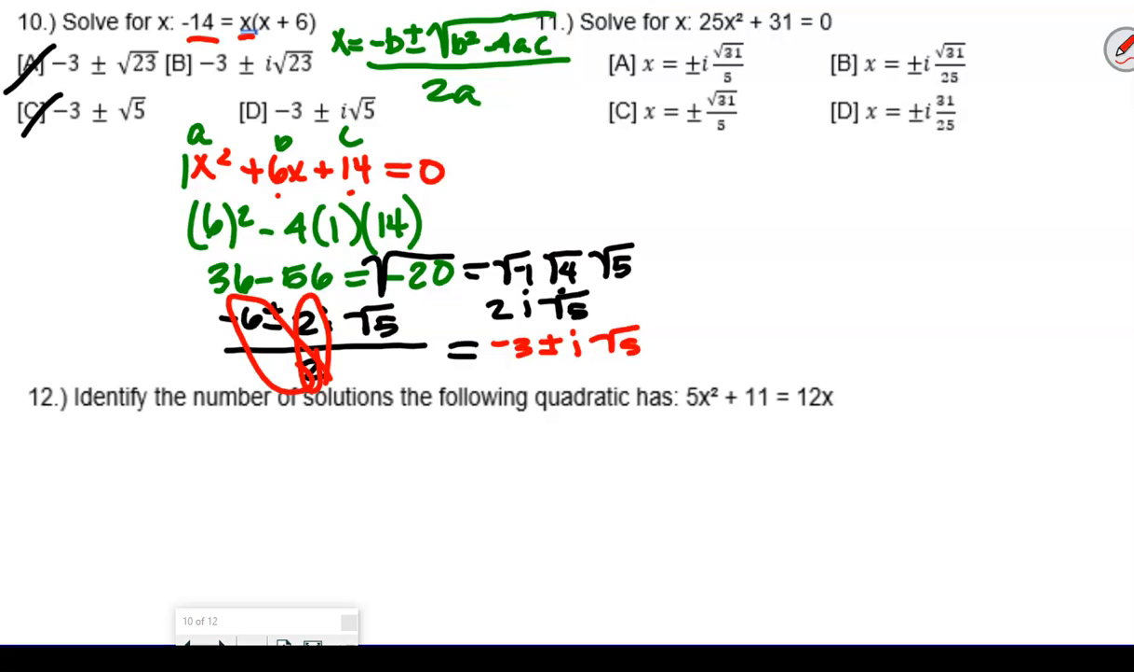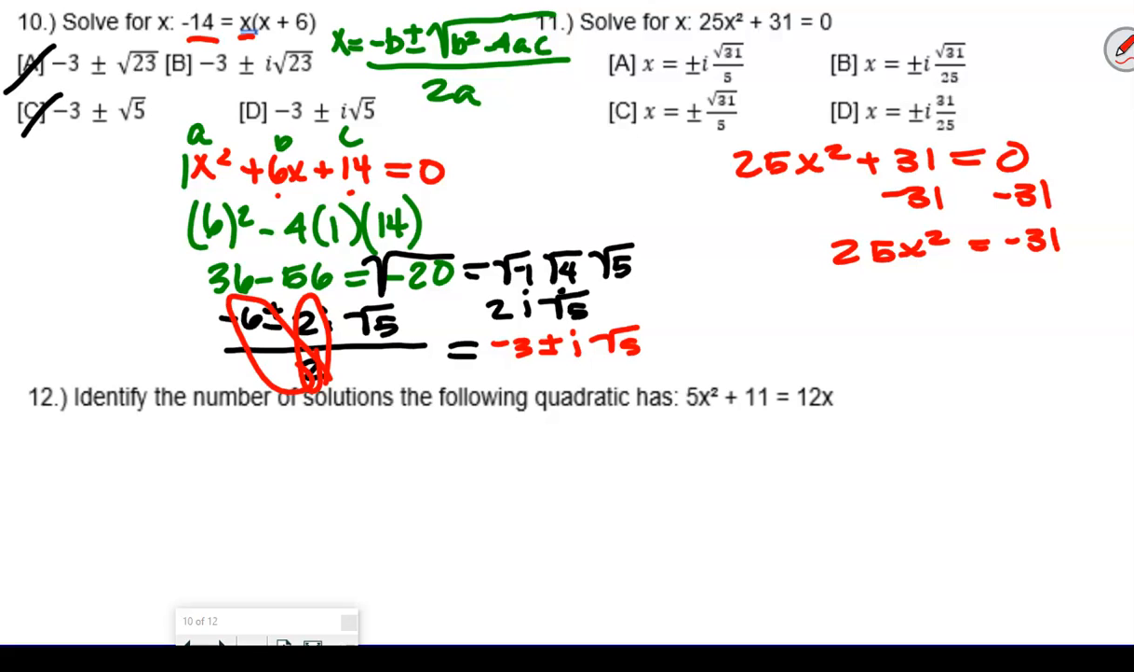All right, so this number 11, we're going to rewrite it: 25x squared plus 31 equals 0. I'm going to subtract 31 from both sides. So that's going to give me 25x squared equals negative 31. Then I'm going to divide both sides by 25. So now I get x squared equals negative 31 over 25.